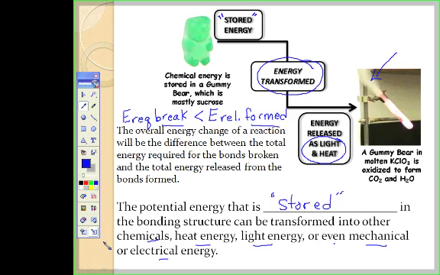Now, the next little segment is going to be discussing energy changes, and I'll go into more detail about that exo and endothermic that we alluded to in this clip.